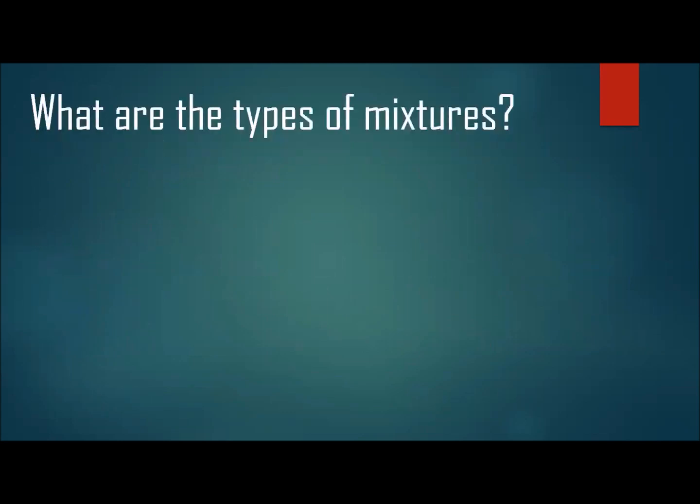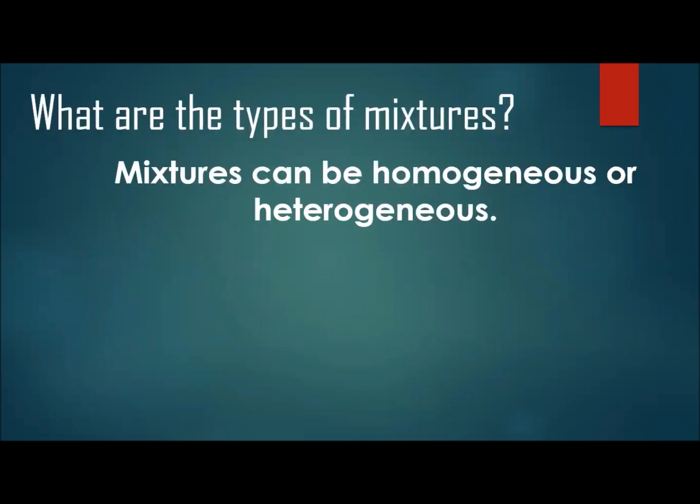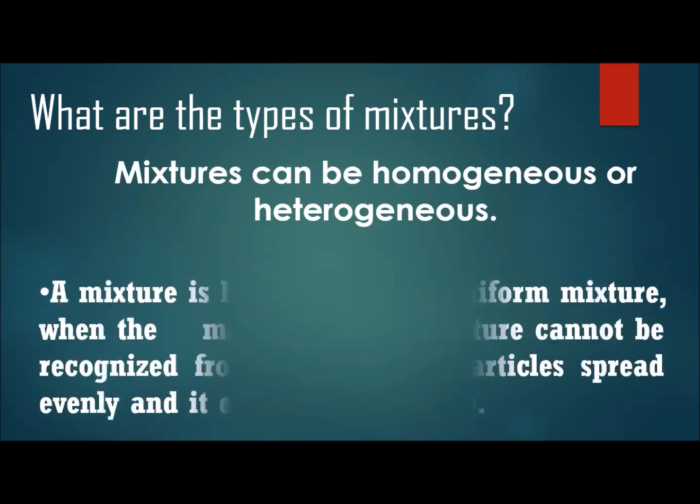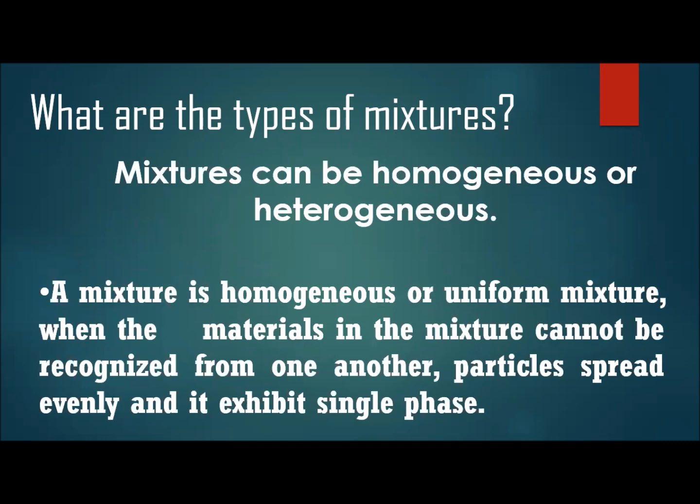And what are the types of mixtures? Mixtures can be homogeneous or heterogeneous. A mixture is a homogeneous or uniform mixture when the materials in the mixture cannot be recognized from one another. Particles are spread evenly and it exhibits a single phase.